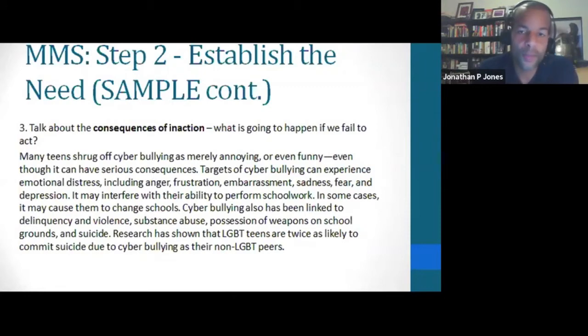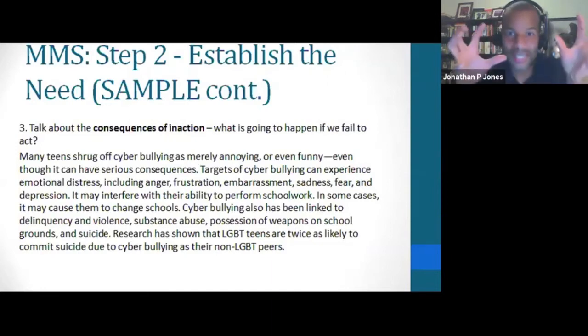All right, then we have to deal with consequences of inaction. What's going to happen if we don't do something about this problem? The problem is cyberbullying. What's going to happen if we don't stop cyberbullying? Many teens shrug off cyberbullying as merely annoying or even funny, even though it may have serious consequences. Targets of cyberbullying can experience emotional distress, including anger, frustration, embarrassment, sadness, fear, and depression. It may interfere with their ability to perform schoolwork. In some cases, it may cause them to change schools. It has also been linked to delinquency, violence, substance abuse, possessions of weapons on school grounds, and suicide.